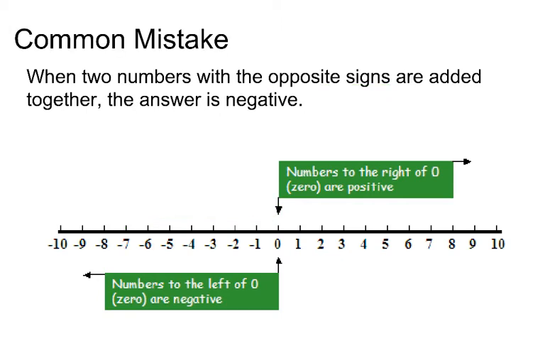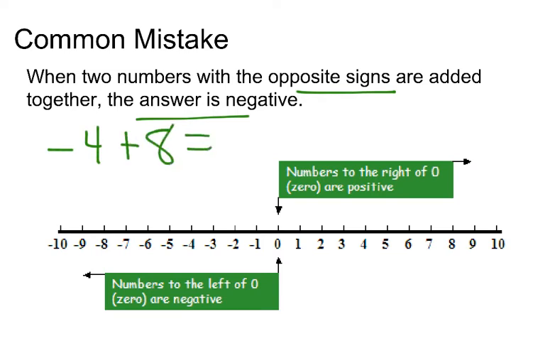A common misconception is that students believe when two numbers with opposite signs are added together, the answer is negative. Now, this is not always the case. If I have a number like -4 plus 8, my answer is going to be +4. Again, 4 negatives, and then in the opposite direction, 8, I land on +4.